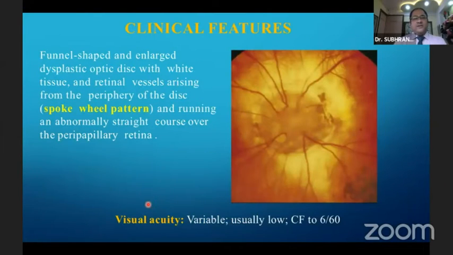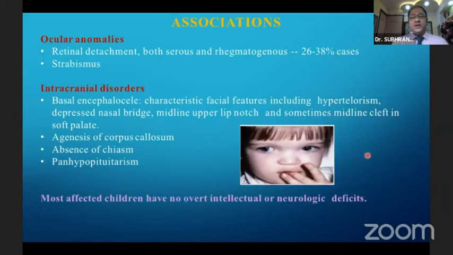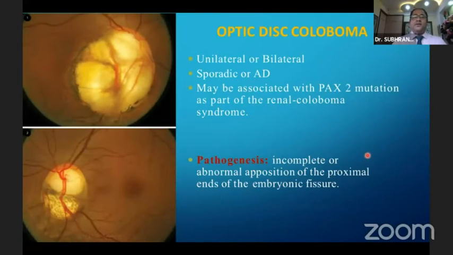Clinical features, we have a funnel-shaped and enlarged dysplastic disc with white tissue, and retinal vessels that arise from the periphery in a spoke wheel pattern. Visual acuity is variable. It is usually low, and may be associated with serous or rhegmatogenous retinal detachment and multiple intracranial disorders as well.